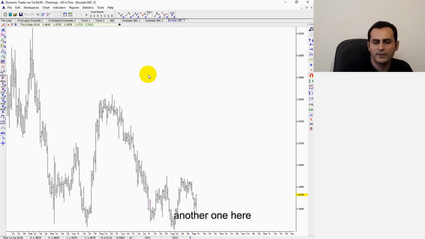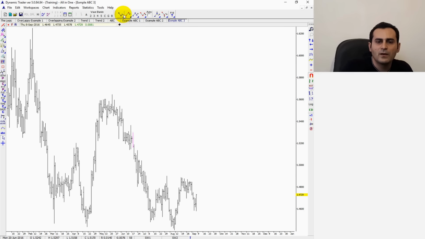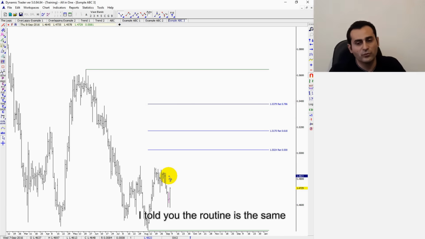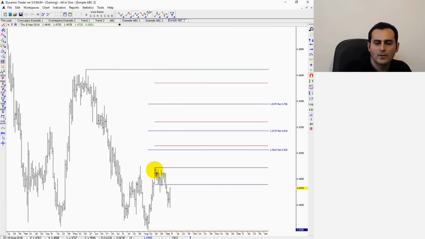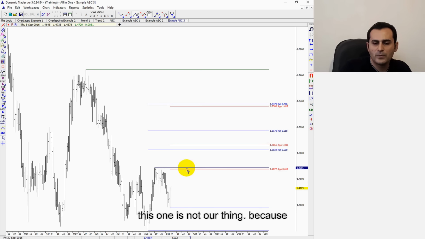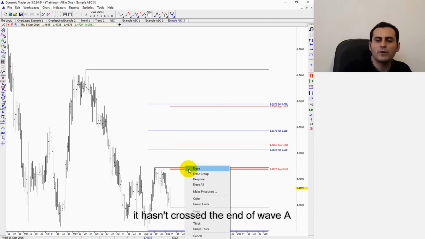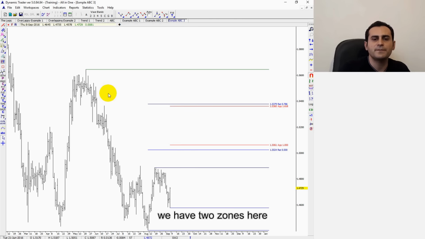Okay, another one here. This is the last example of this course. Another ABC. I draw internal Fibonacci retracement here to here. I told you the routine is the same. APP. This one is not our thing because it hasn't crossed the end of wave A. This is too far from our zone. We have 2 zones here.